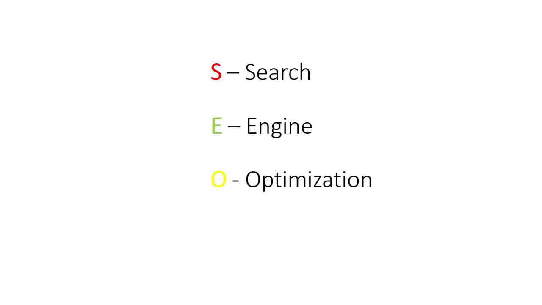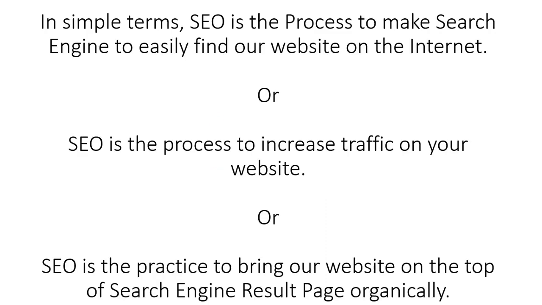SEO stands for search engine optimization. If I have to define it in simple terms, I can define it like this. SEO is a process to make search engines find my website on the internet very easily, or it is the process to increase traffic on my website, or if I have to make it very clear to you, it is the process to bring our website to the top of the search engine result page organically. If you look at these three definitions, the common thing is to increase traffic on our website, either by bringing it to the top of the search engine result page, or by making a search engine easily find our website on the internet.